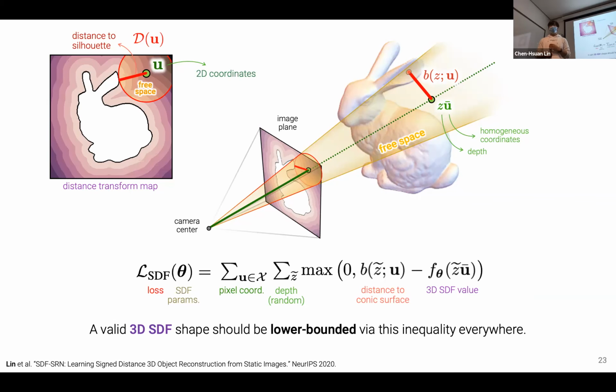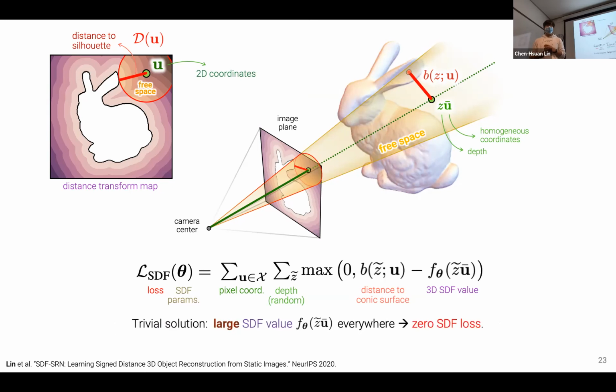But if we look at it more closely, you can see that this is still an under-constrained loss function, because we can always find a trivial solution where a large SDF value is predicted everywhere, which would give us a trivial null shape, and it would still satisfy this zero SDF loss. But we make the observation that if we render the interior pixels within the silhouettes, the ray is always going to cross the zero level of the SDF shape, because this is how signed distance function shapes are defined.